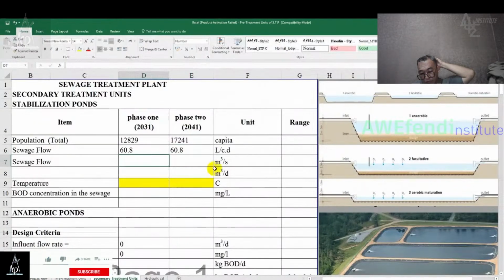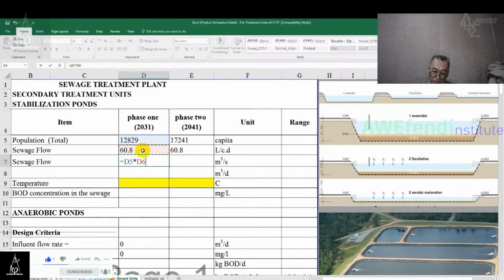Sewage flow, cubic meter per second, equals population times sewage flow per capita per day. We have to convert the unit to cubic meter per second. So divide by 24 times 3,600 times 1,000.